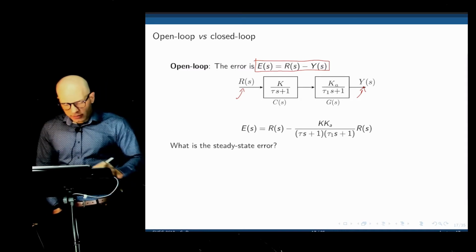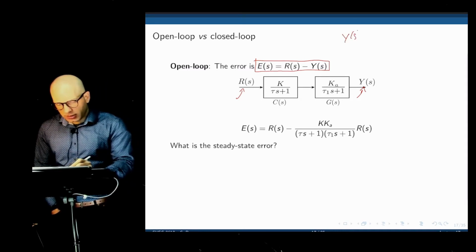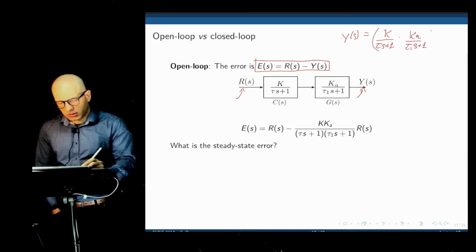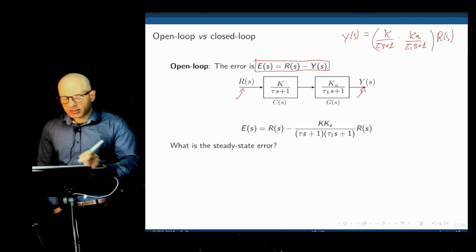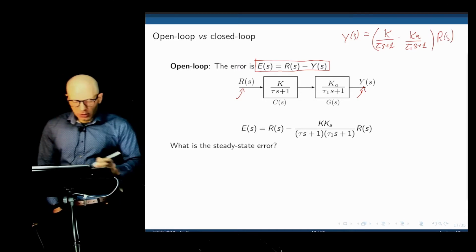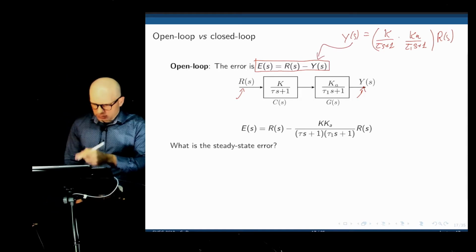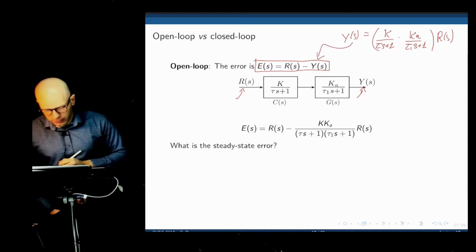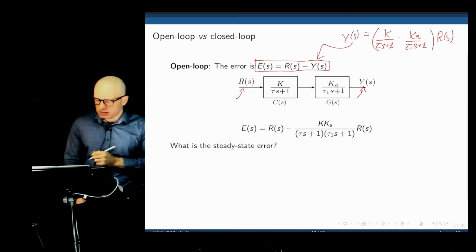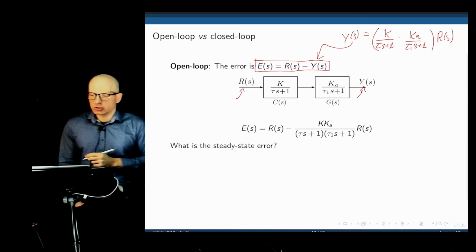Right? And what is Y of S? Well, Y of S we can calculate easily. It is just K over tau S plus 1 times K_A over tau 1 S plus 1. Taus are constants. All these times R of S. We can now replace this in the equation for E of S, and you're left with the big equation in the center. E of S equals R of S minus the transfer function itself.